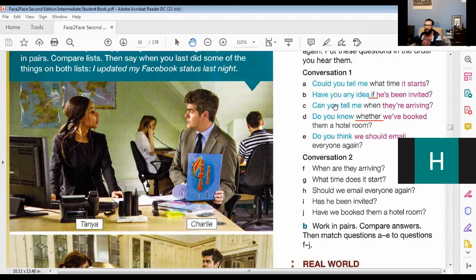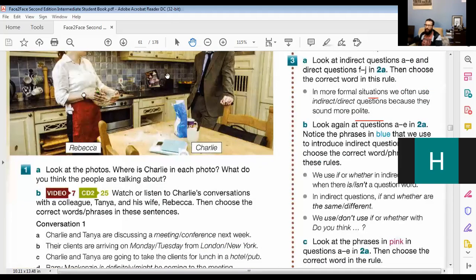Exactly, right? There's no WH words here. It's a yes-no question, but there's no WH, there's no what, no which, no when, why. Yeah. We haven't used any of those. So this means for the first question, we use if and whether when there isn't a question word.